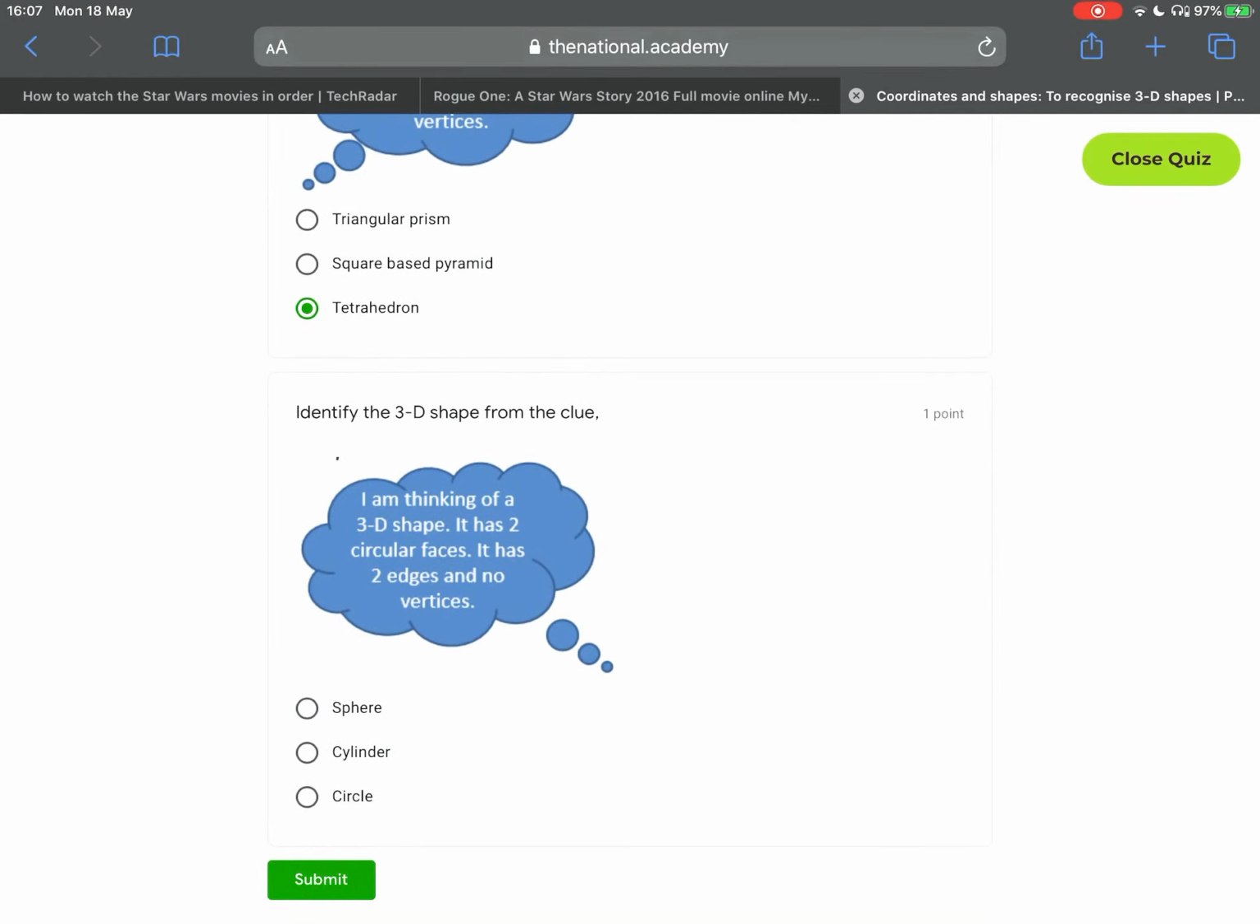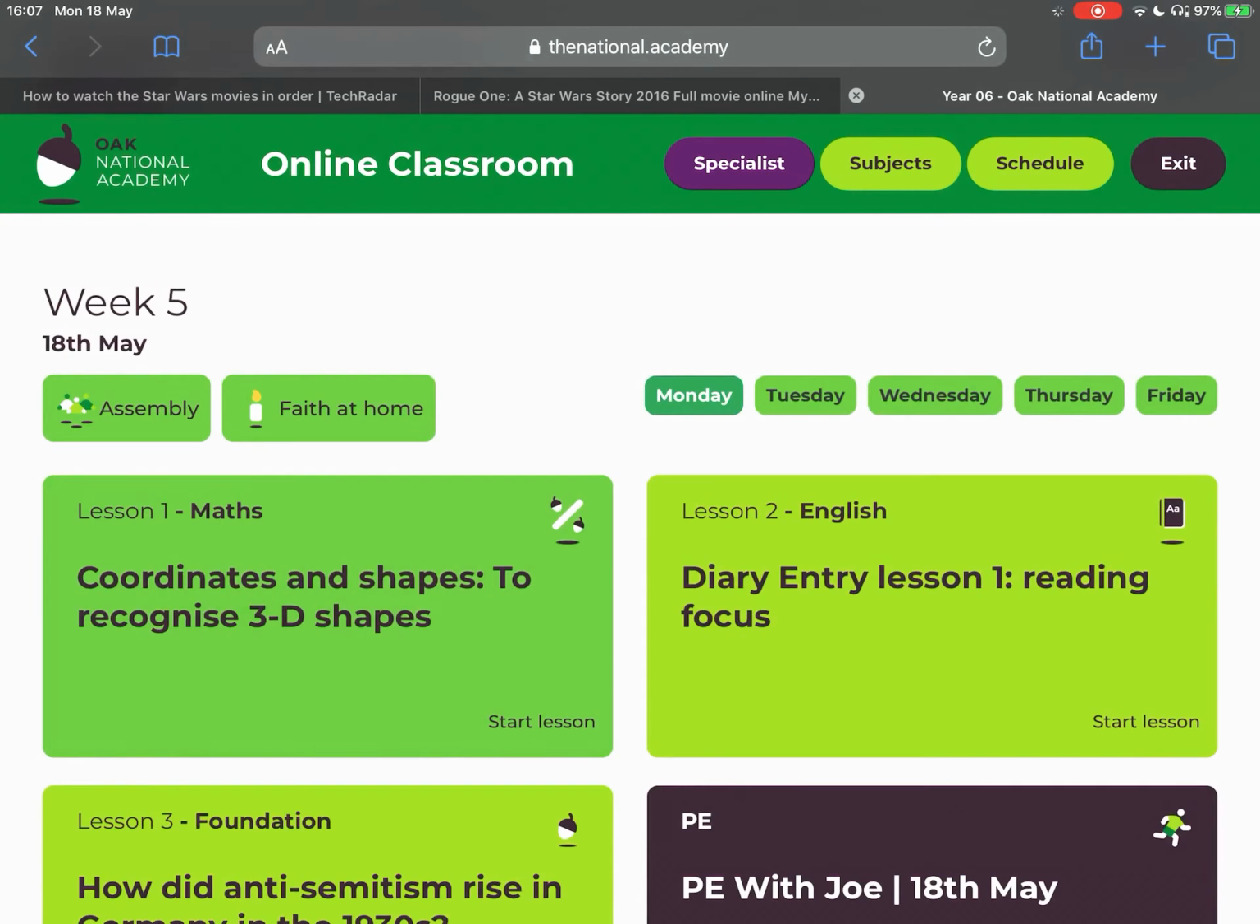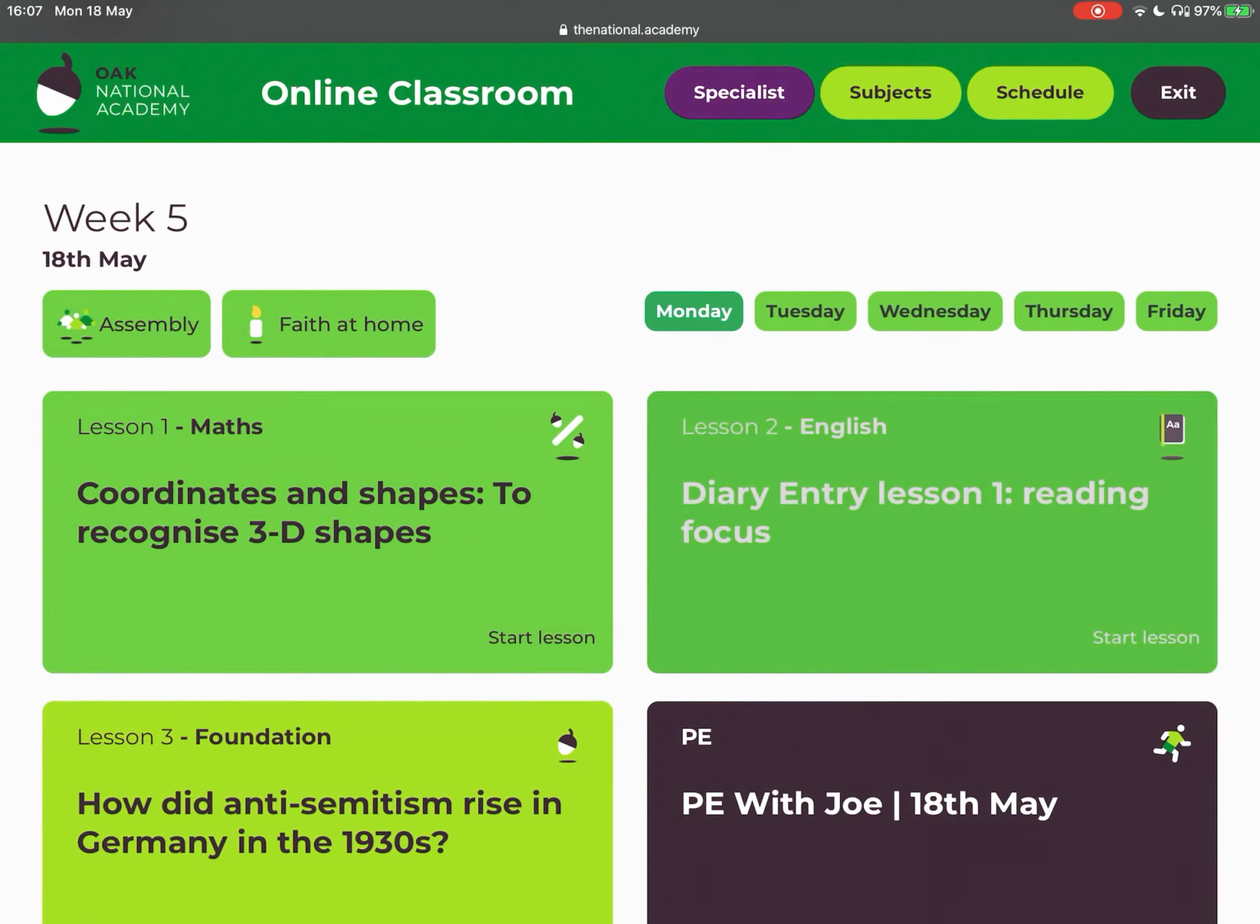Identify the 3D shape from the clue. I'm thinking of a 3D shape. It has 2 circular faces. It has 2 edges, no vertices. That's a cylinder. After that, you've finished, and then you would have your English here.